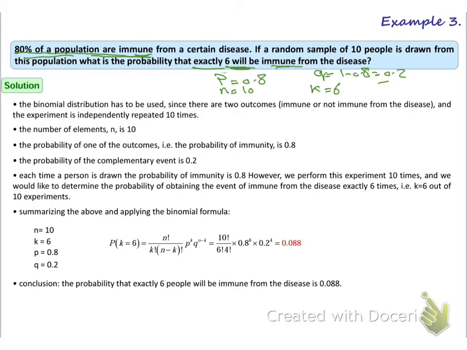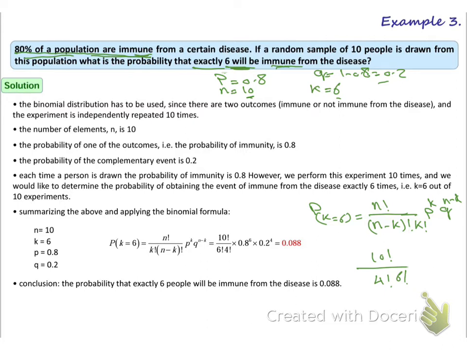I can write here P when k equals 6 equals, okay, n factorial over n minus k factorial, k factorial, p of power k, q of power n minus k. So n factorial here will be 10 factorial divided by n minus k, 10 minus 6, 4 factorial, and k factorial, which is 6 factorial.